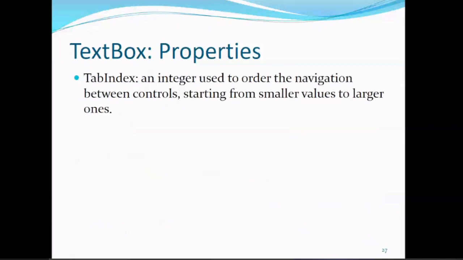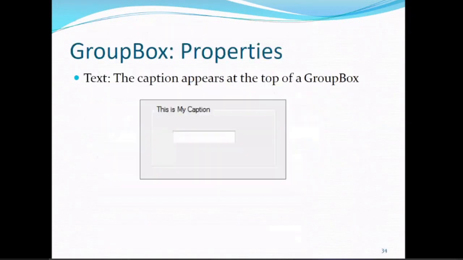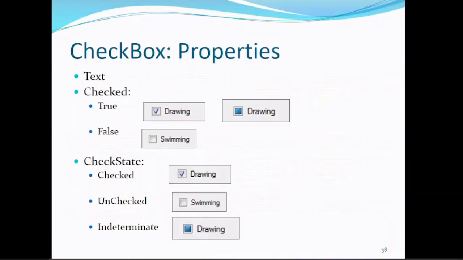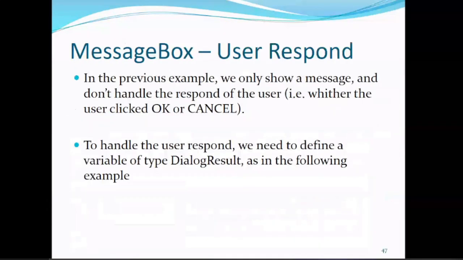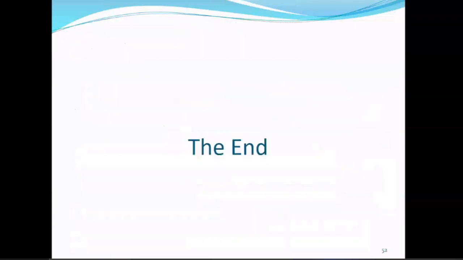Text box is the third control, and how to convert a string into a numeric value. We also saw group box, and panels and check boxes and option button, that is the radio button, and font class and message box, picture box.